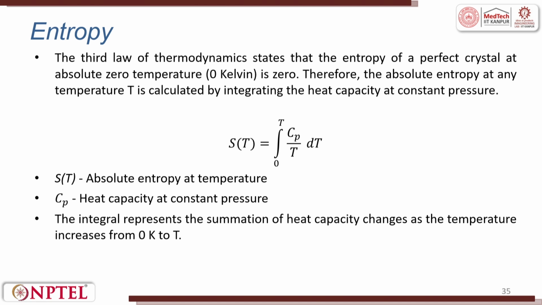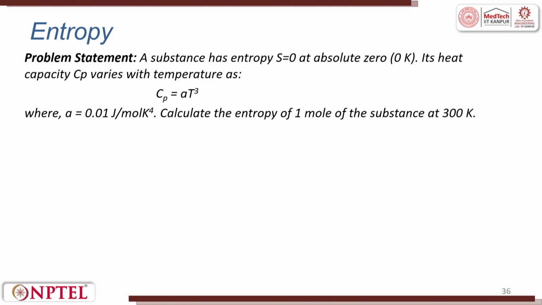Just to recall, how do we calculate the entropy? We take the definite integral of Cp by T dT from 0 to T. Here, Cp is the heat capacity at constant pressure. S_T here that is being calculated is the absolute entropy. The third law of thermodynamics states that the entropy of a perfect crystal at absolute zero temperature, at 0 Kelvin, is 0. So therefore, the absolute entropy is integrated from 0 to T, where T is the temperature at which it is being determined. Let me try to see this problem.